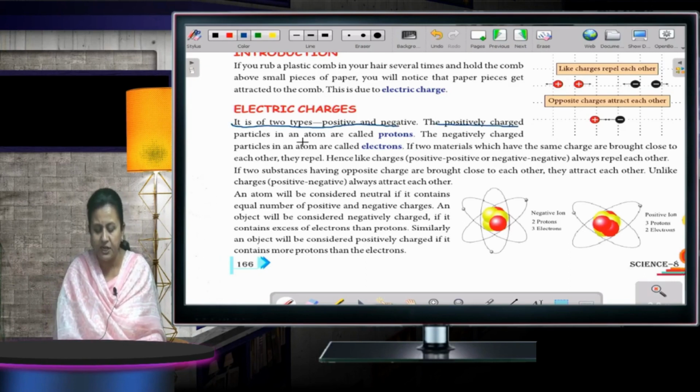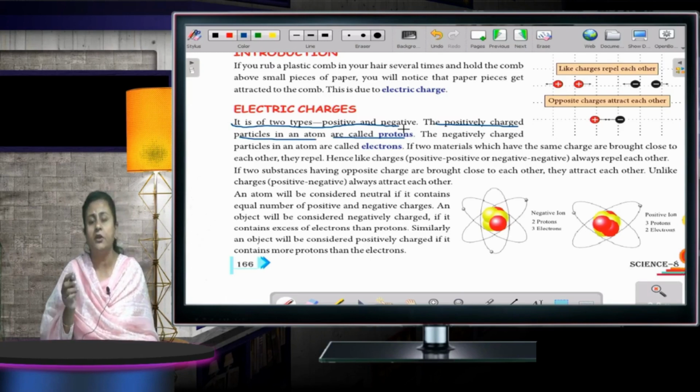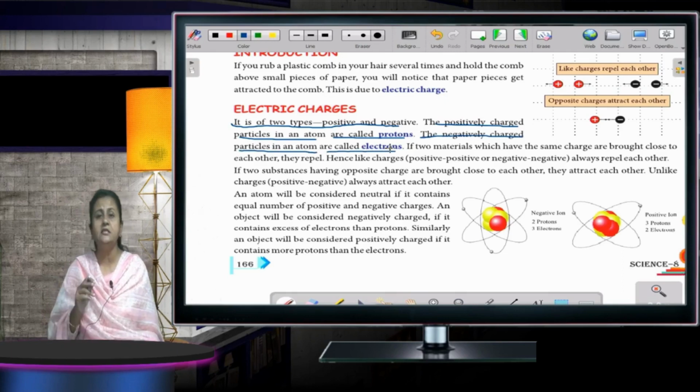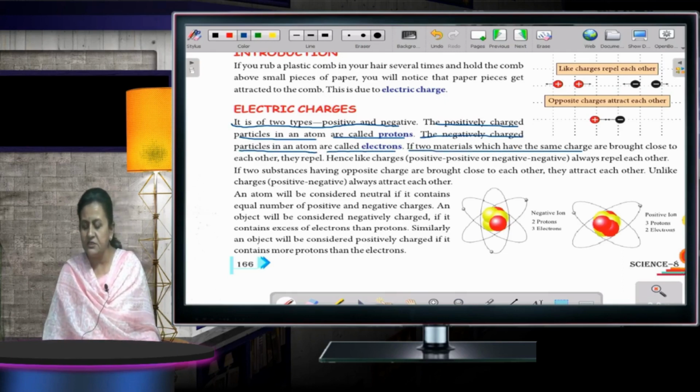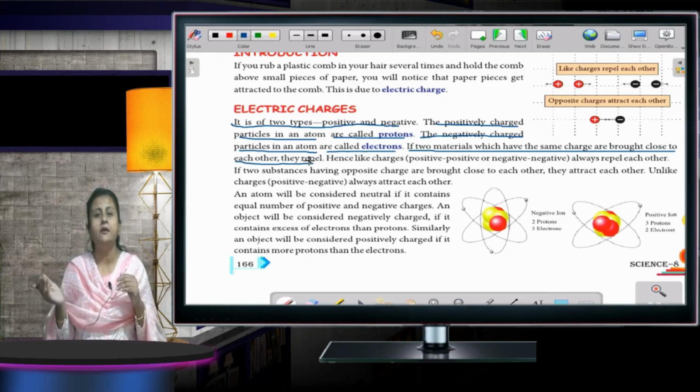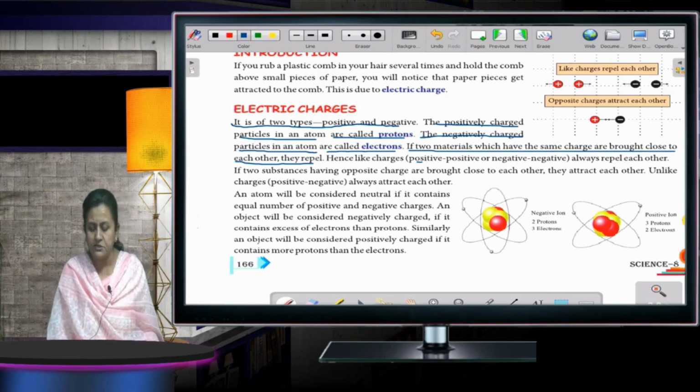The positively charged particles in an atom are called protons, whereas the negatively charged particles are known as electrons. In case two materials which have the same charge are brought too close to each other, they will repel. Same charges repel, but the opposite charges, what happens? They attract each other.